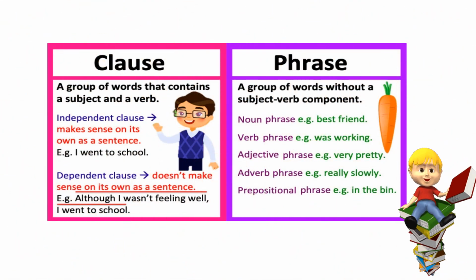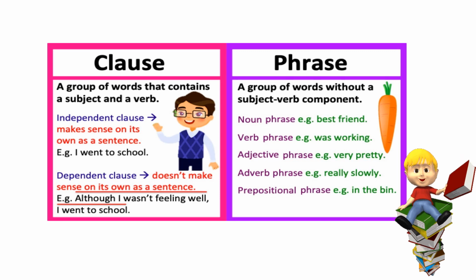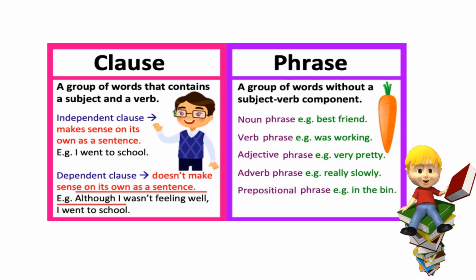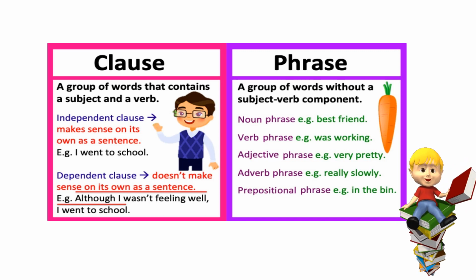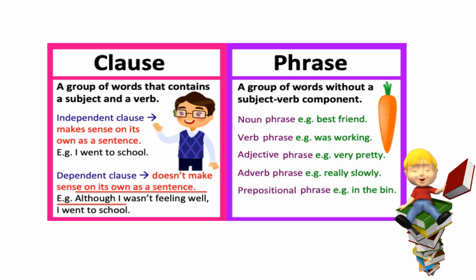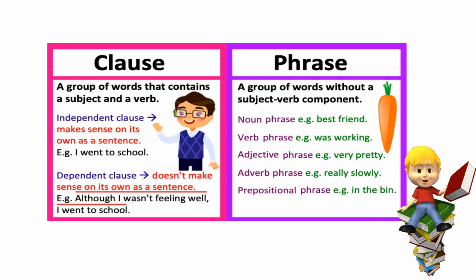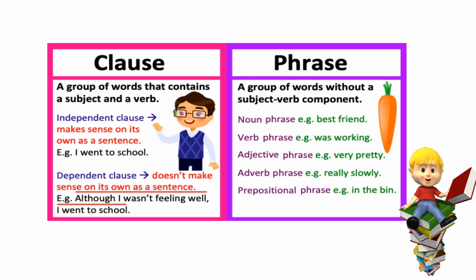Okay, now let's see further what the different types of clauses are. In this slide, we are going to discuss only two types of clause: the independent clause, which makes sense on its own and can stand alone as well. For example, I went to school is a complete sentence on its own. Similarly, a dependent clause cannot stand alone; however, it also gives you some meaning, though it doesn't make sense on its own as a sentence. For example, although I wasn't feeling well. In this sentence, although I wasn't feeling well is a dependent clause.